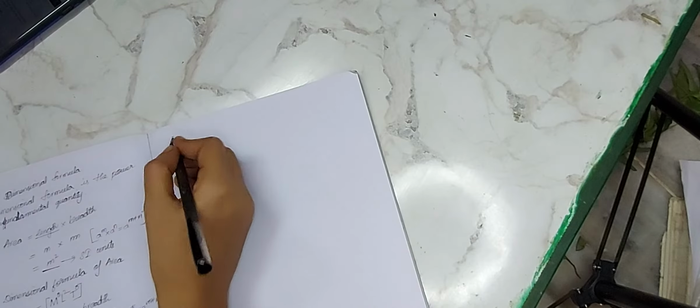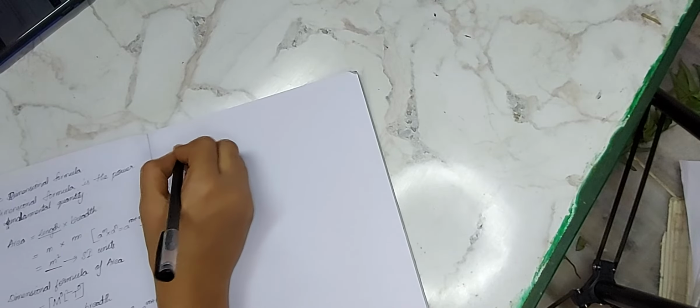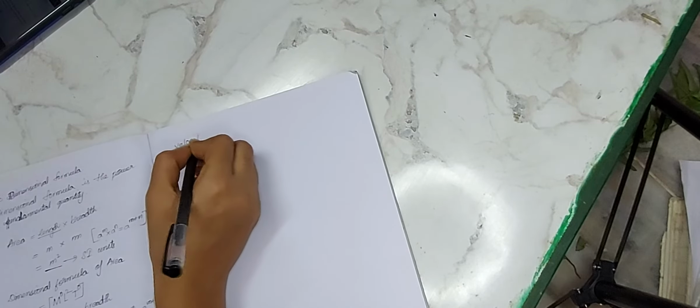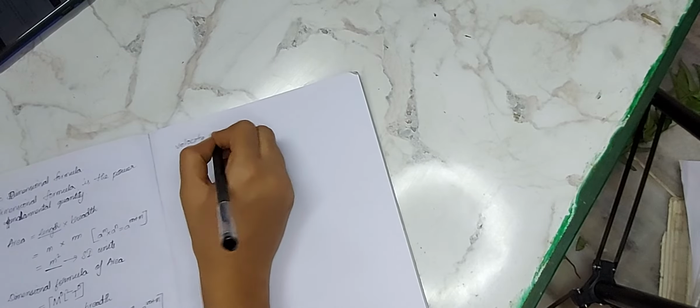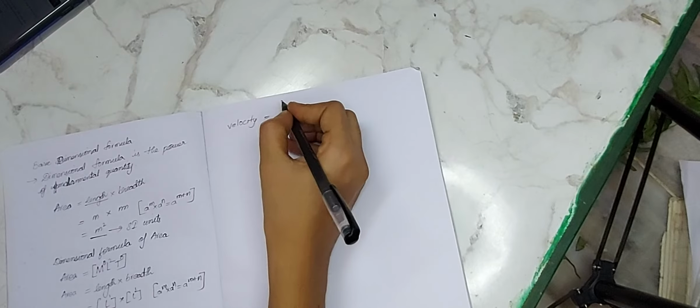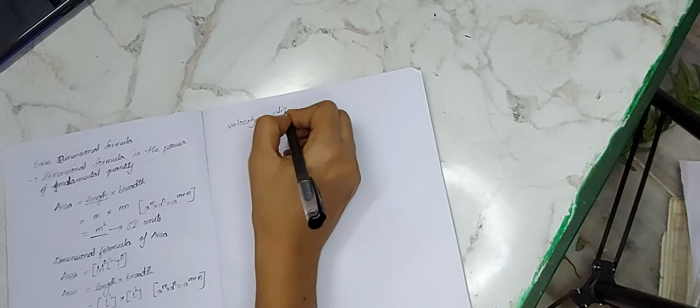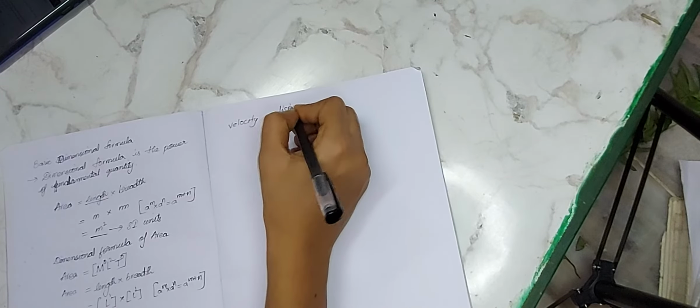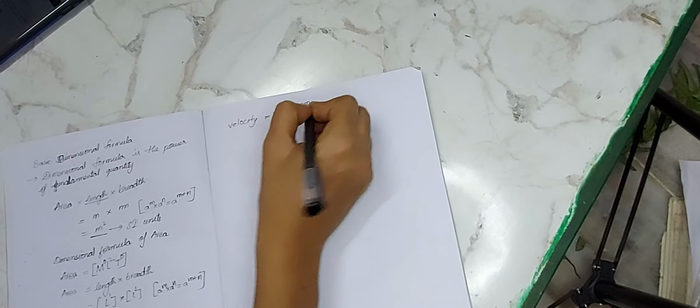So let's go for the next one. Your next one comes with velocity. Which city? Velocity. It's not another city. It's simply a physics term we call velocity. And for velocity, we have a formula: displacement by time. What we have? Displacement by time.